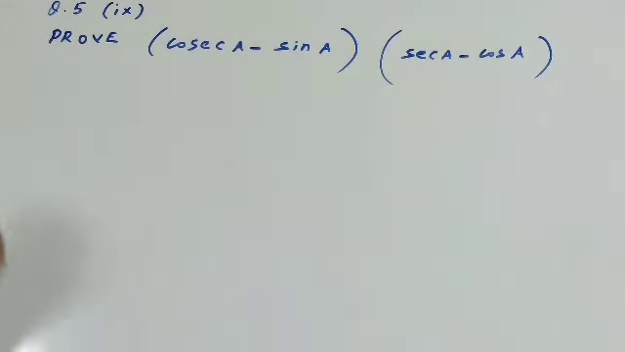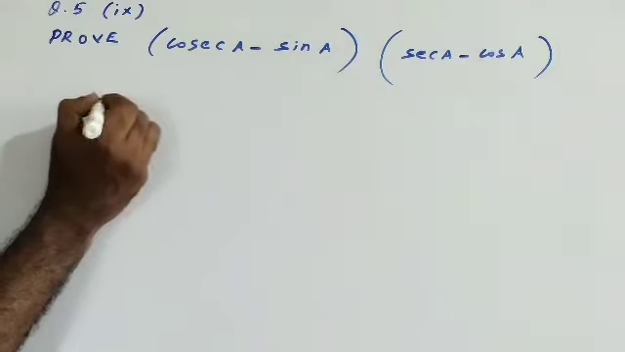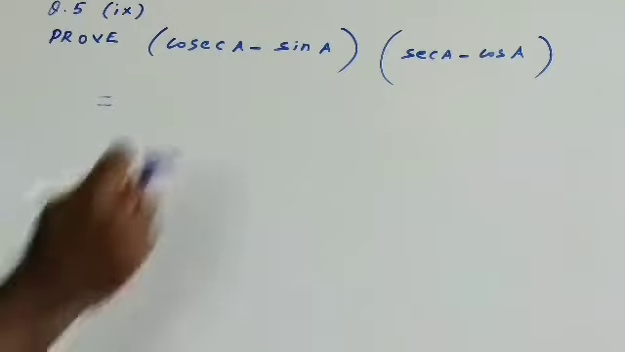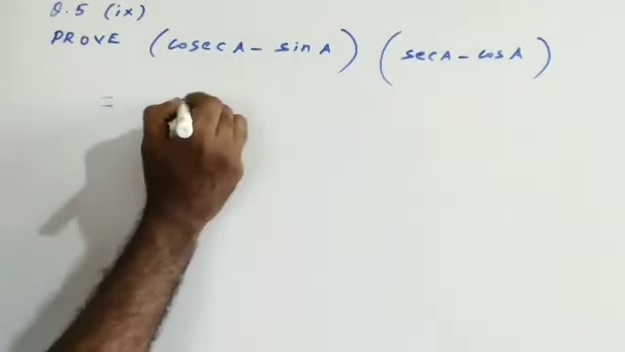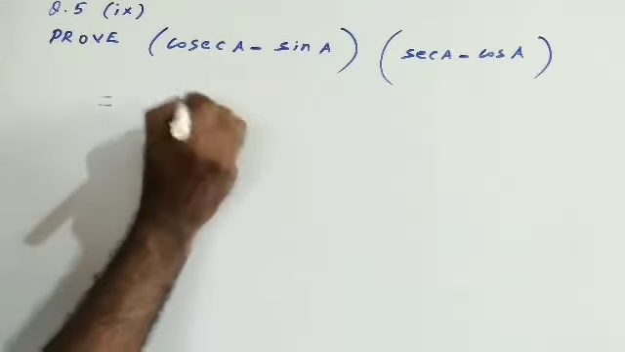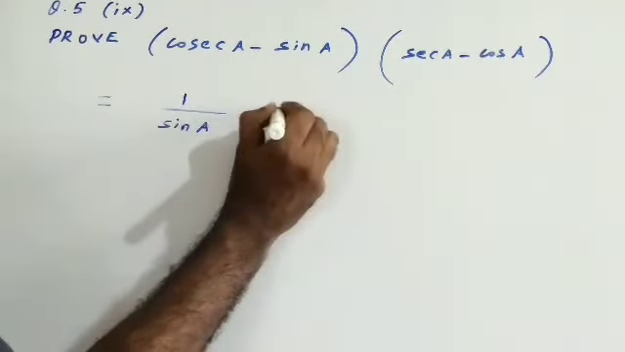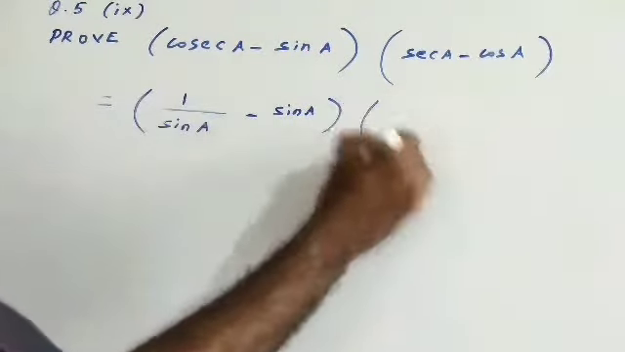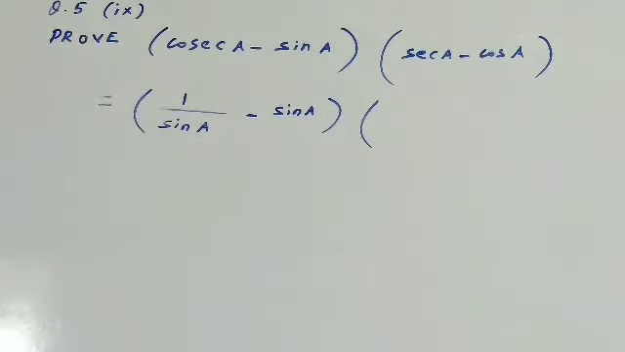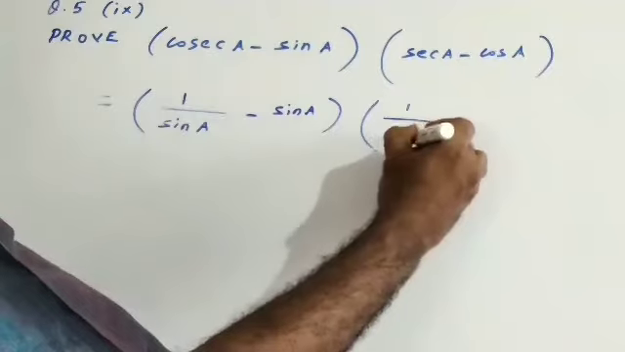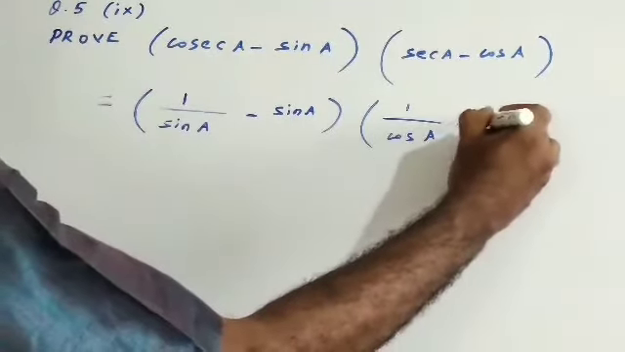We know the identity cosecant theta, that is 1 by sin theta. Here cosecant A, for cosecant A you can write 1 by sin A, minus sin A. For secant theta you can write 1 by cos theta. Secant A, for secant A you write 1 by cos A, then write minus cos A.